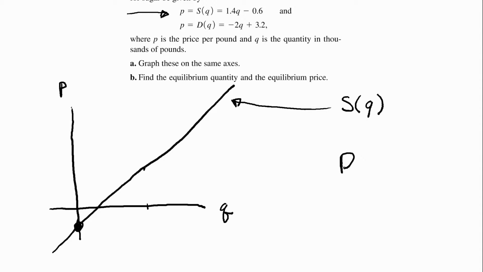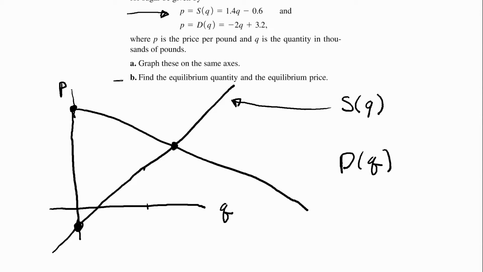Then the demand curve, as a function of the quantity Q, looks different. It has a y-intercept that's up here at the point 0.32, and then it kind of tapers off this way. So this point right here, that's what we're looking for. That's the point where the supply and the demand are equal. And that is what brings us to part B, find the equilibrium quantity and the equilibrium price.